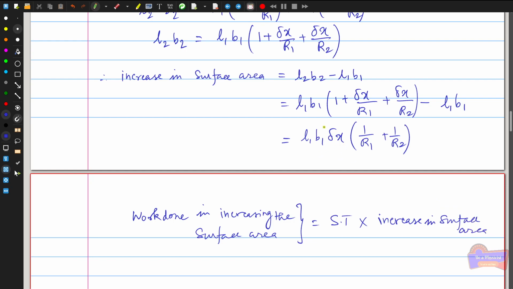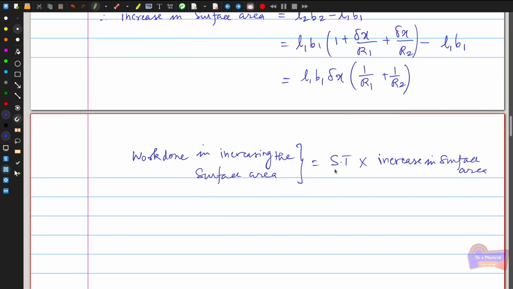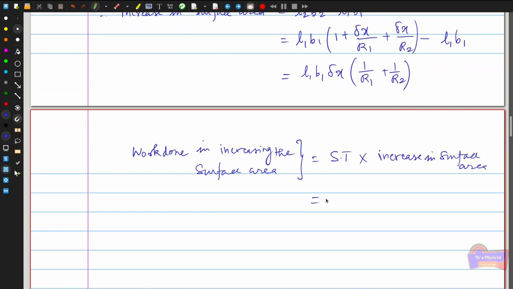We already found out what the expression is, so we already know the surface tension is marked as sigma. The work done is sigma multiplied by the increase in area, L1 B1 into delta x, times 1 divided by R1 plus 1 divided by R2. That is the work done in increasing the surface area. Let us take this as equation 2.